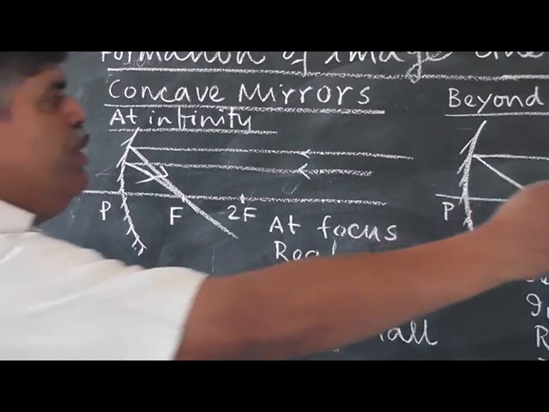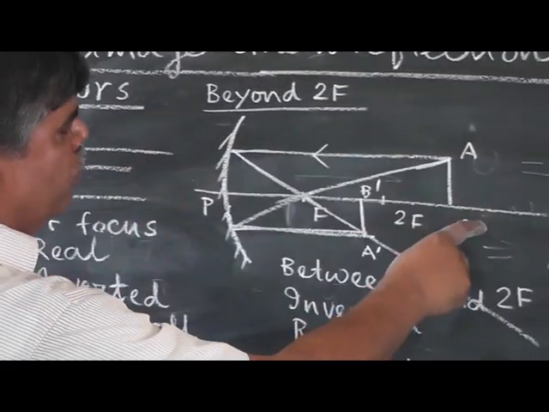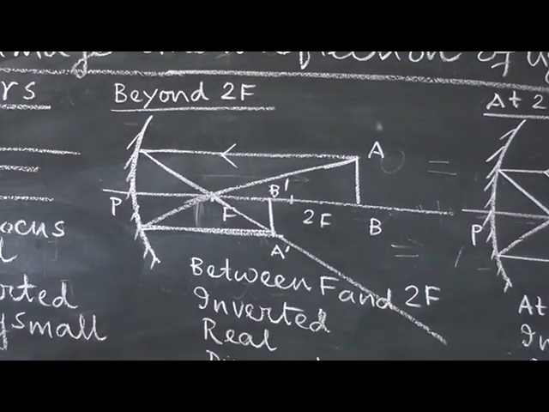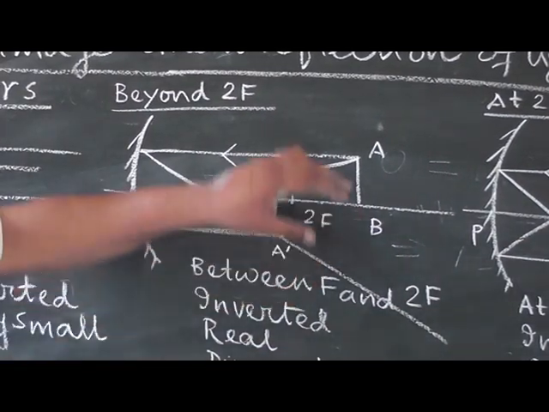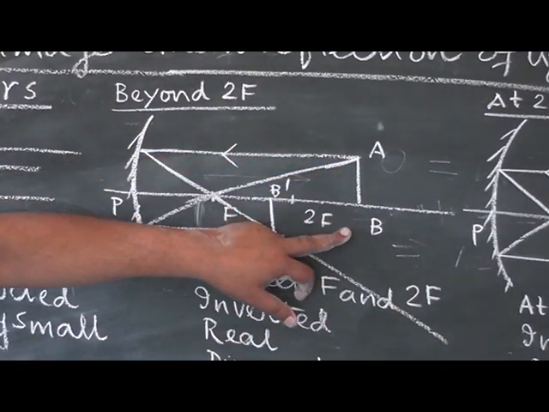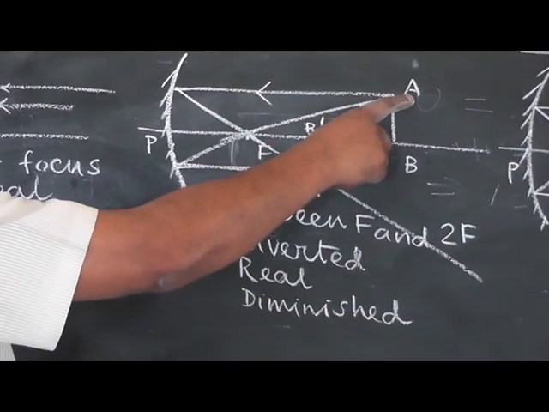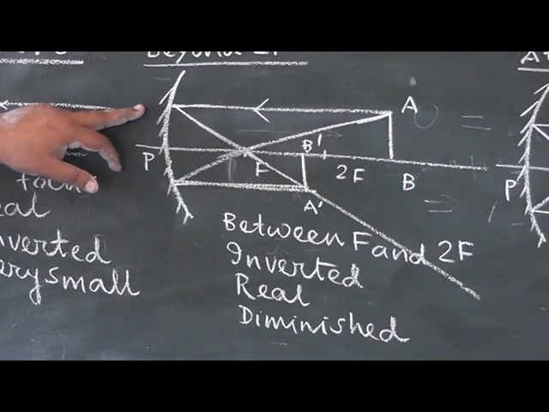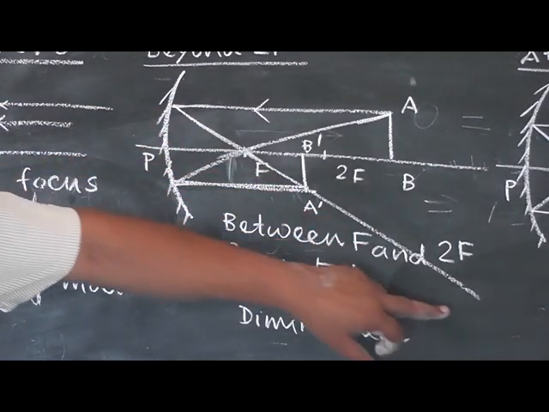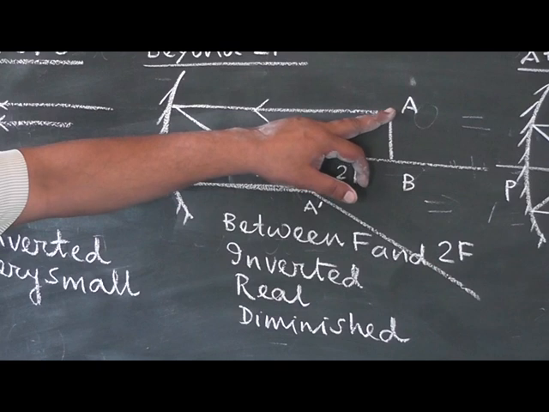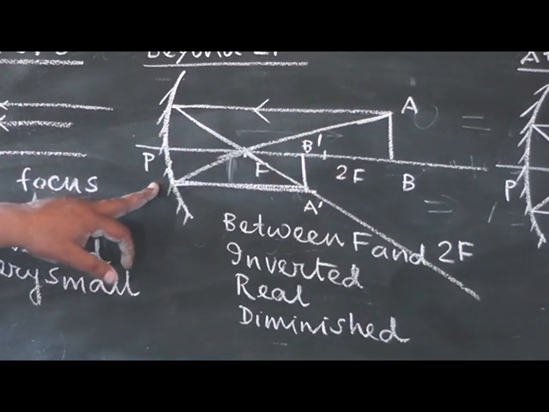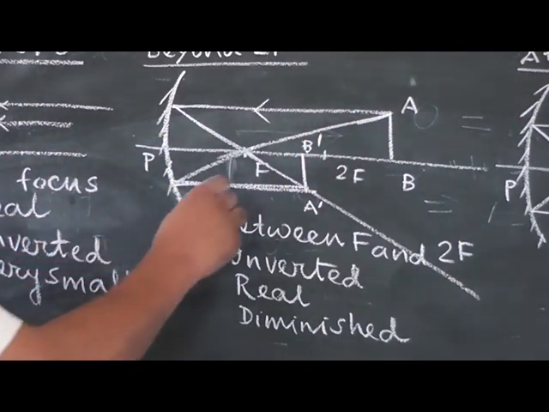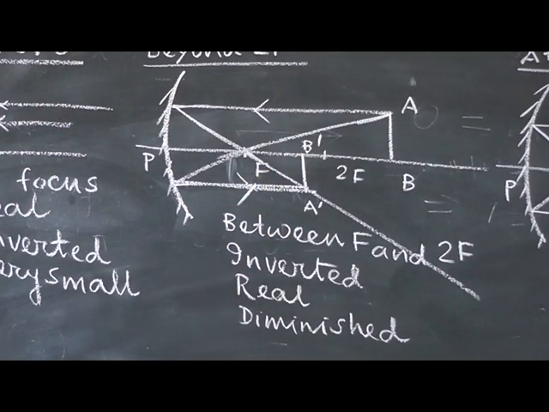Now, from infinity we are coming to a point which is beyond the center of curvature of the mirror. Suppose AB is the object, and I have taken two light rays coming from the point A. One is parallel to the principal axis of the mirror; after its reflection it passes through the focus. Another one, which is meant to pass through the focus, after its reflection will move parallel to the principal axis of the mirror.